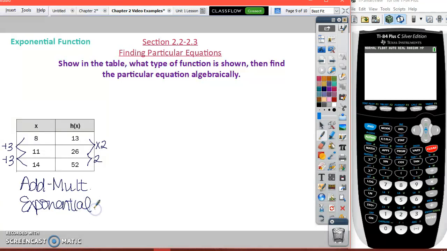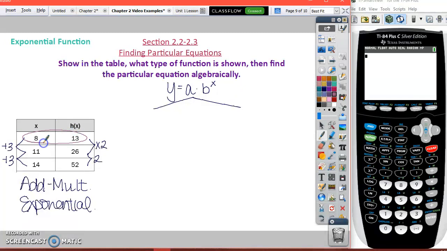Now that we know what type of function it is, we're going to find the particular equation algebraically. Since this is exponential, I know that its equation is going to be y equals a times b to the x power. I have 2 different variables that I need to find, both a and b, and so that means that I need to write 2 different equations. I'm given 3 points, and it doesn't matter which 2 points I use to write my equation.